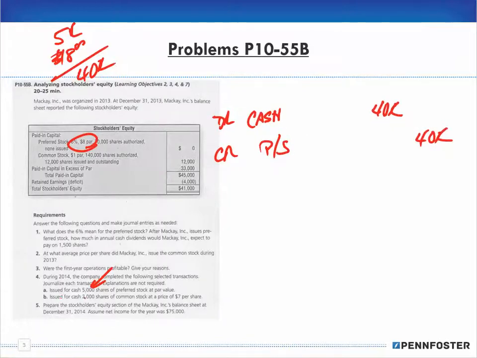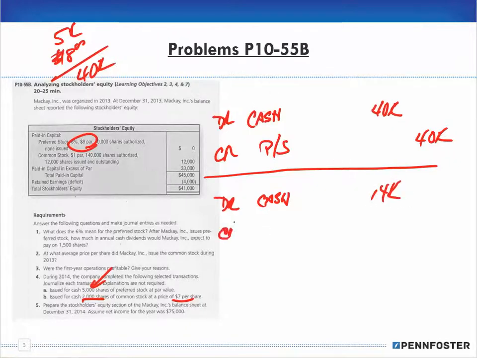Right, then it says issued for cash 2,000 shares of common stock at a price of $7 per share. Okay, so we're going to receive cash, right? 2,000, we're getting 2,000 shares at $7. So 2,000 times 7 is 14,000. And of course, we're going to credit our common stock. And our common stock is $1 par right here. Okay, so 2,000 shares at $1 par is 2,000, right?